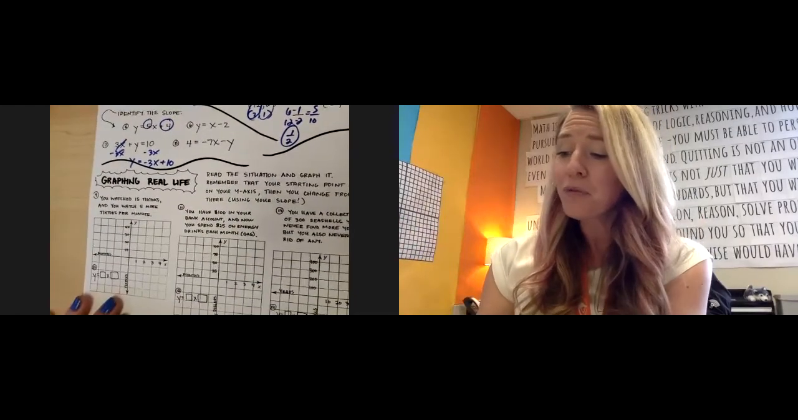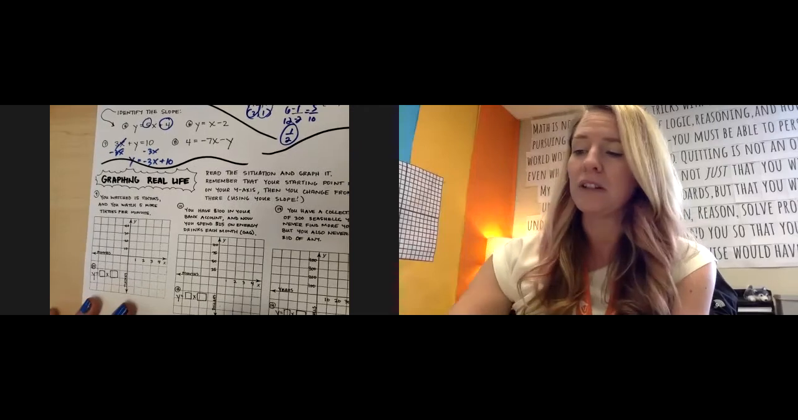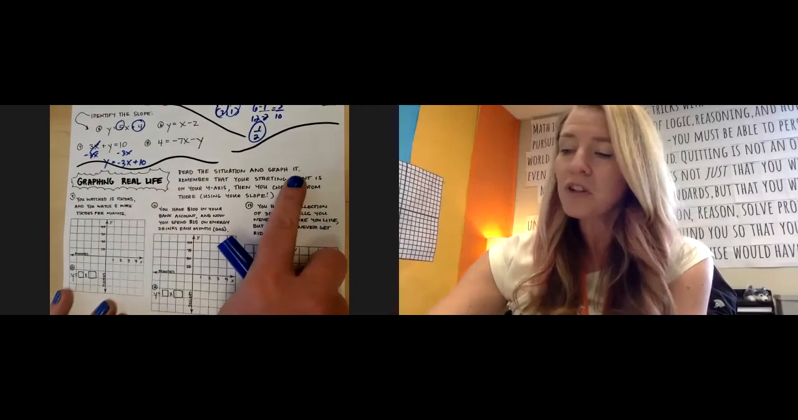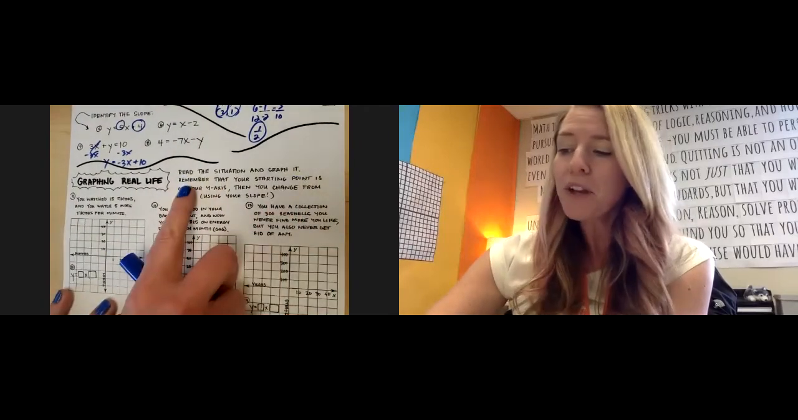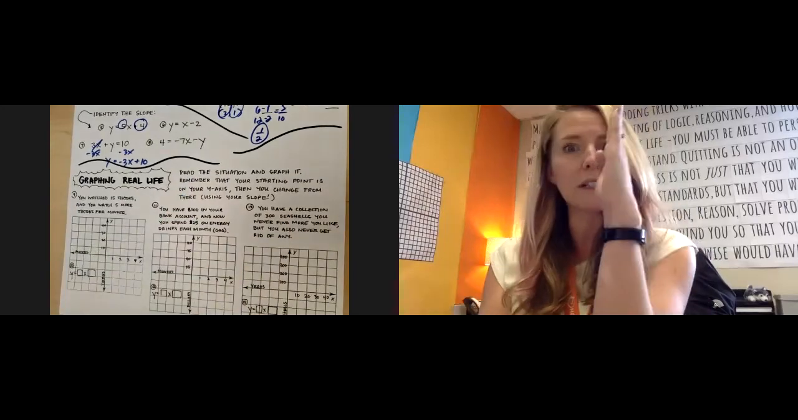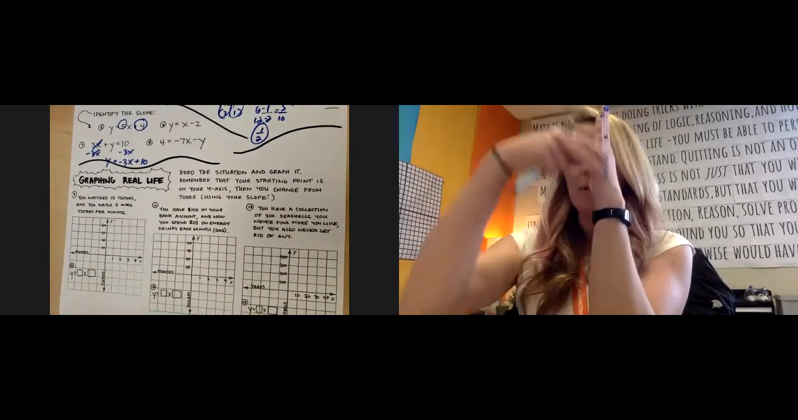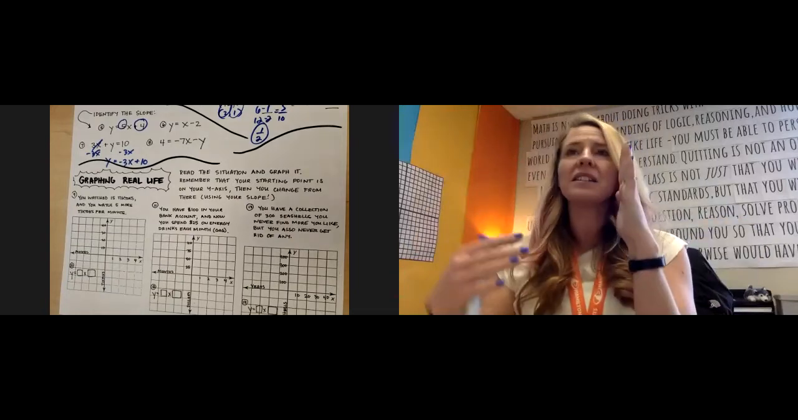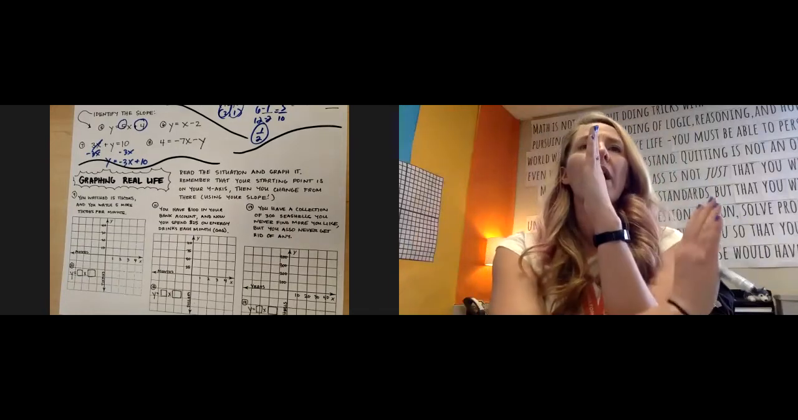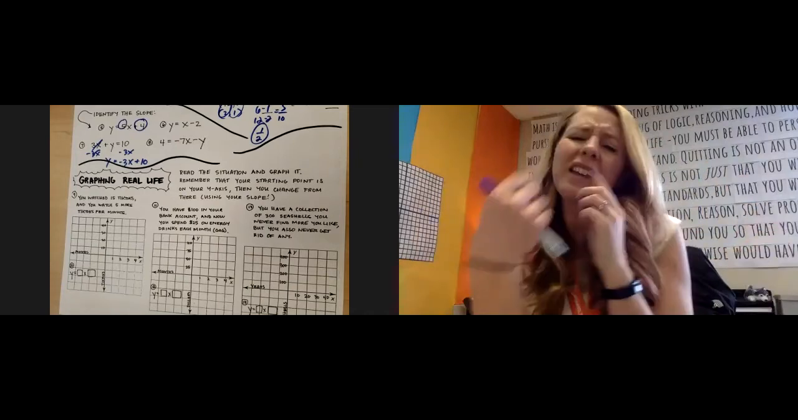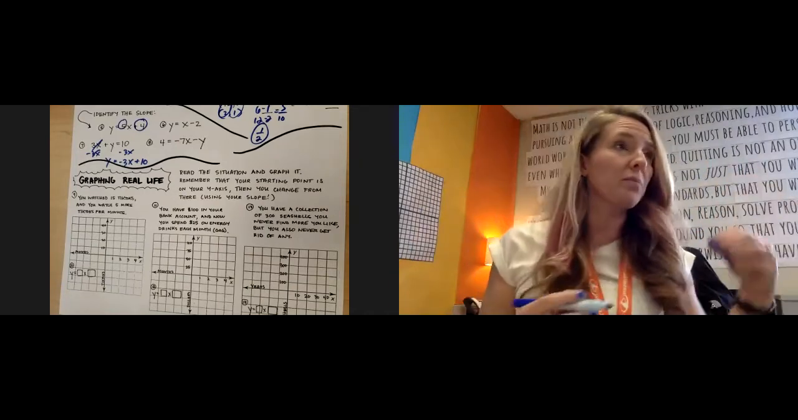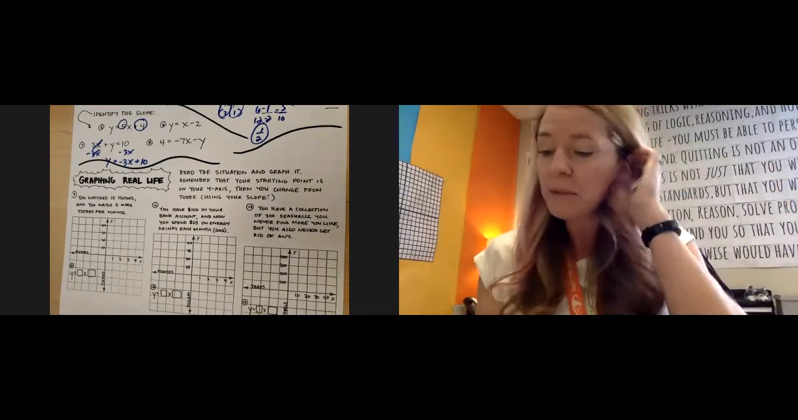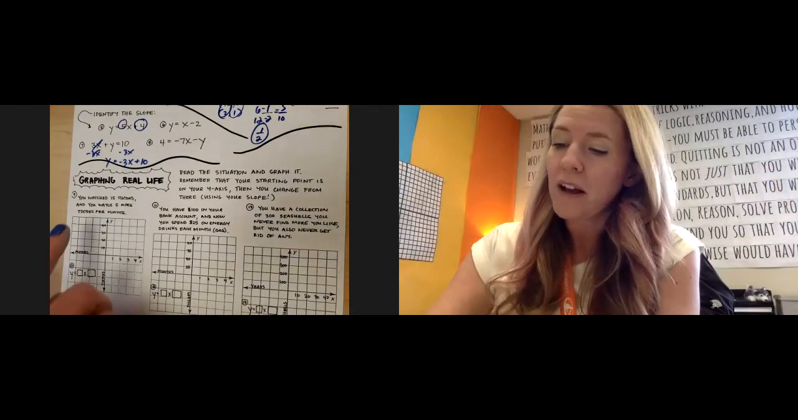For numbers 9 through 14, we're looking at real world situations. Okay, so read the situation and graph it. Remember that your starting point is on your y-axis, okay? We're thinking about where are we starting, and then time usually is going to be ticking by. And as time ticks by, our y information will change, okay? So like a day goes by and this happens, or a month goes by and that happens. So I've labeled your axes already for you.